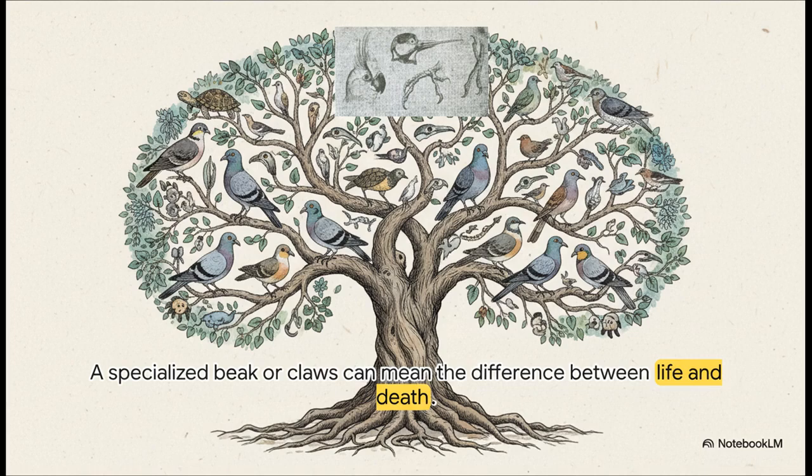And you can see what this means in the real world. A bird born with a beak that's just slightly better shaped for cracking the local seeds is going to eat better. A predator with claws that are a tiny bit sharper might be a more successful hunter. These small advantages, when they compound over generations, can literally mean the difference between life and death.